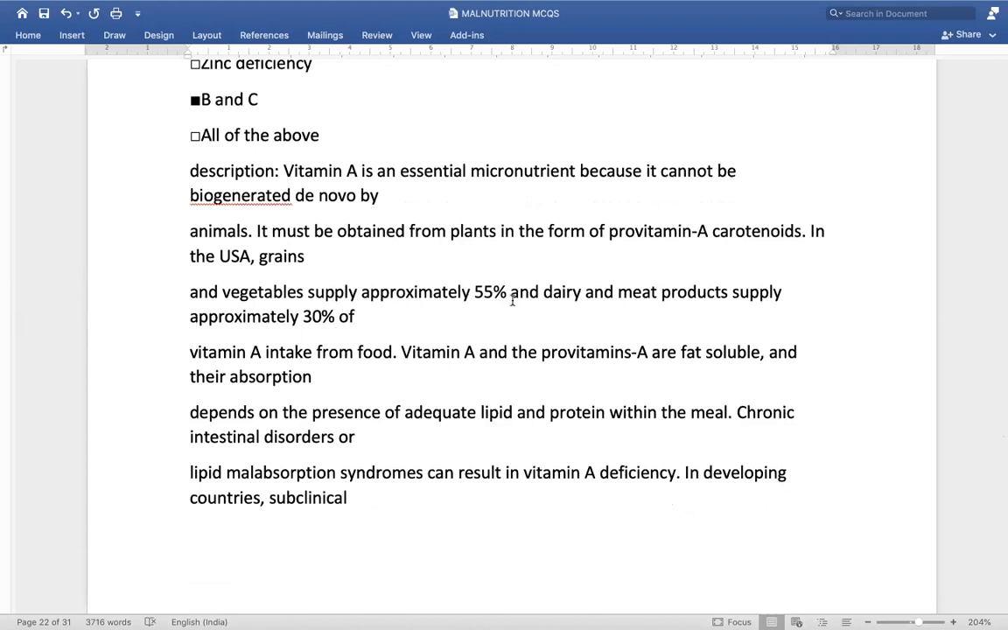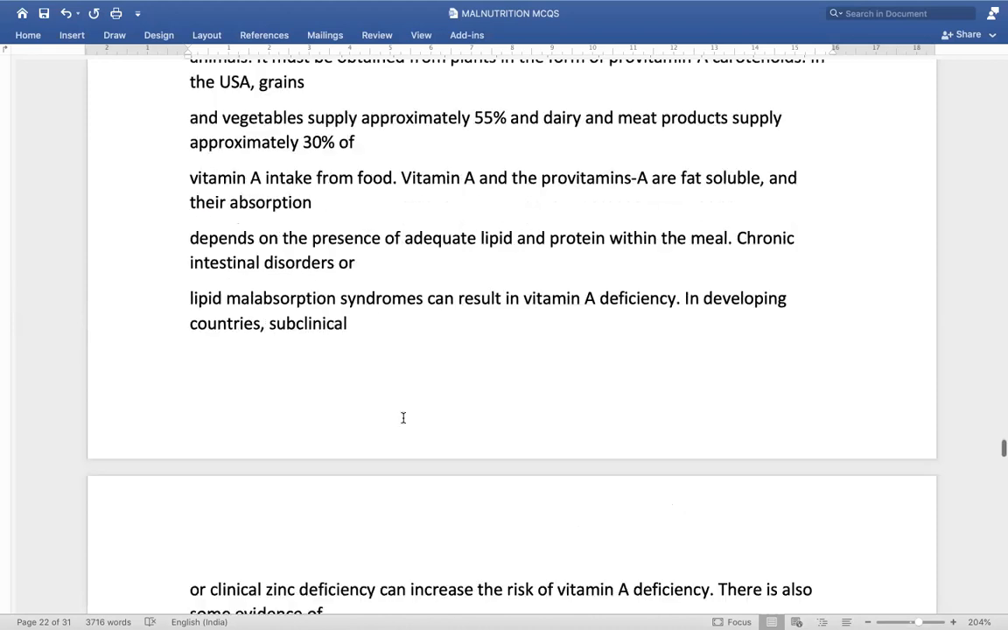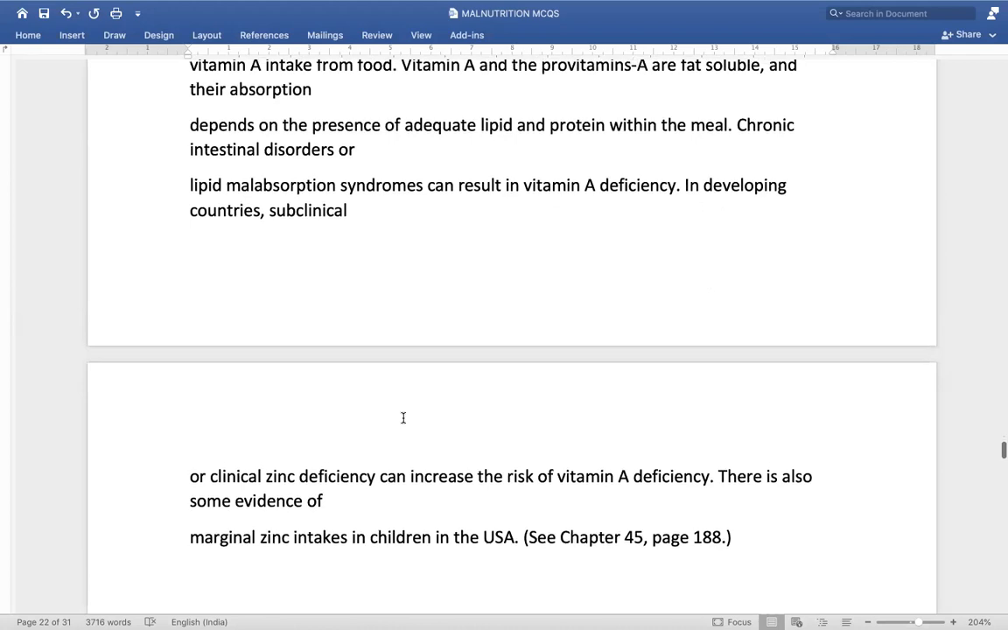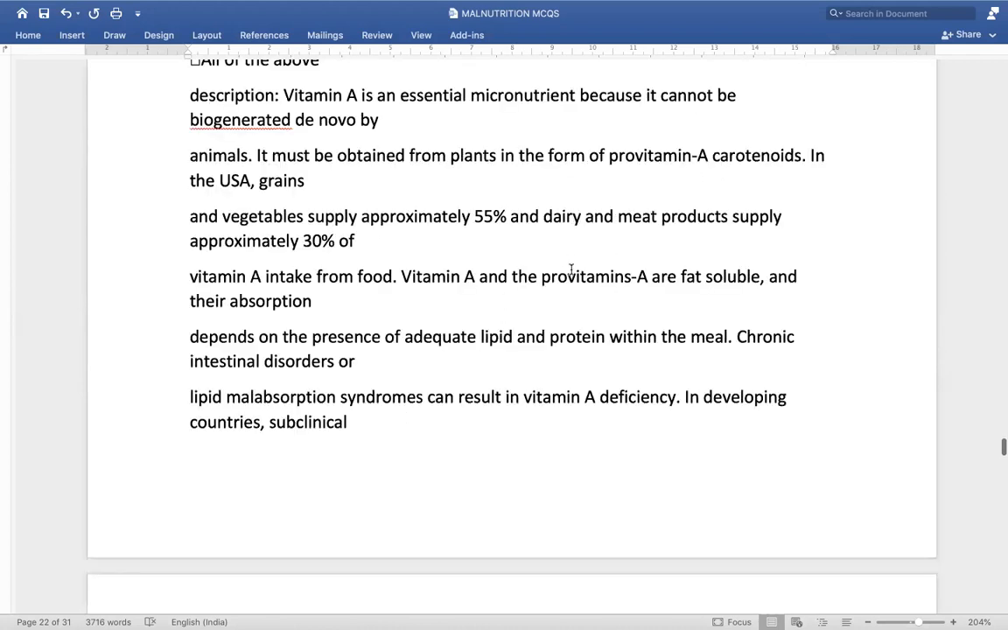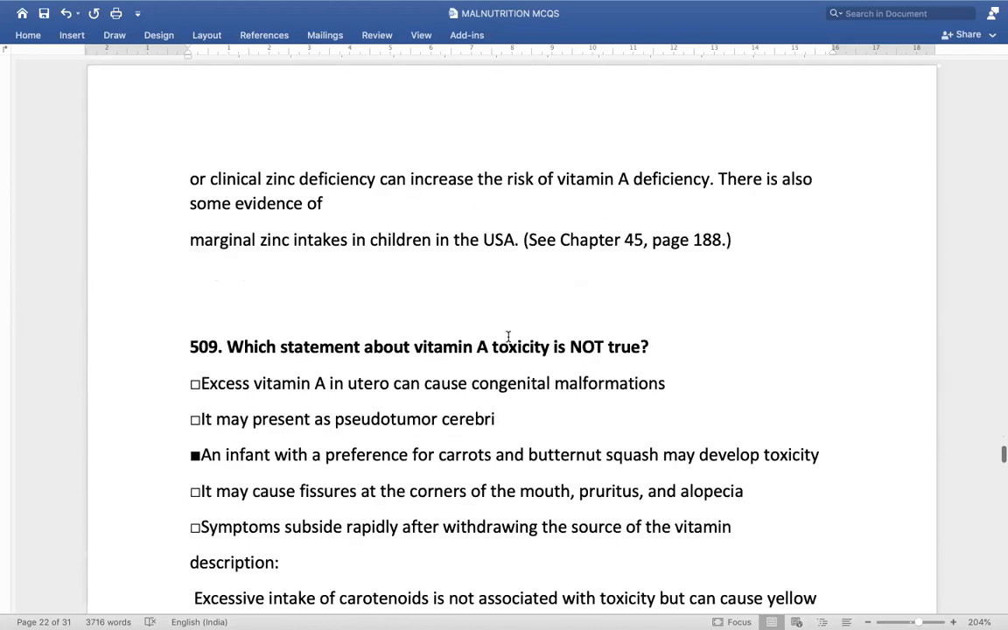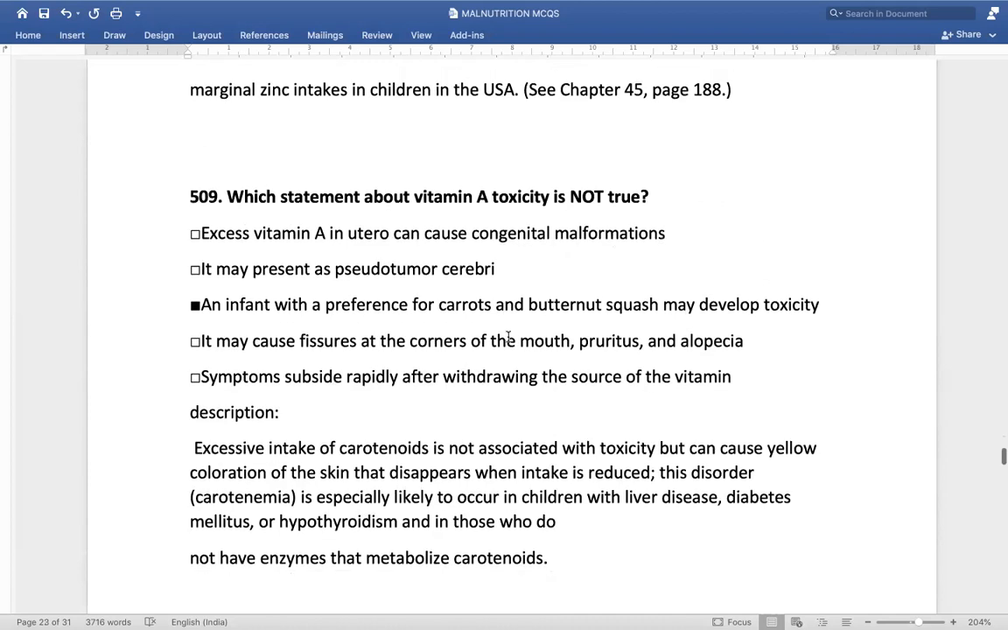Vegetables supply approximately 55% of vitamin A, and dietary meat products supply around 30% of vitamin A. Okay. So both vegetarian and non-vegetarian diets are contributors to vitamin A deficiency.